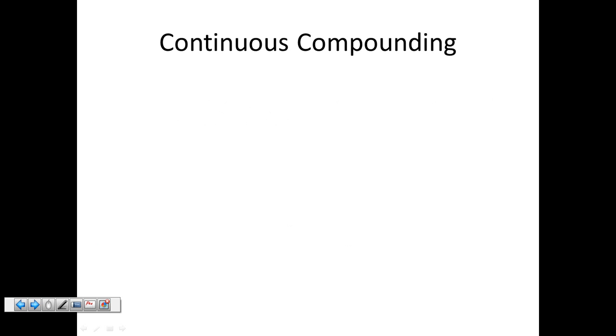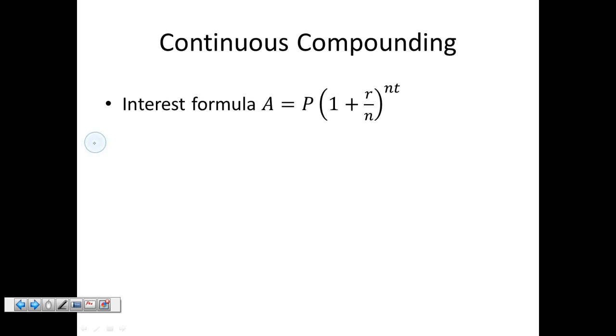Now, let's take a look at a continuous compounding situation. We've talked about interest and compounding interest before. We have this equation, A equals, that is the amount equals the principal, 1 plus r over n, where r is our rate for our interest. N is the number of times that it's compounded.